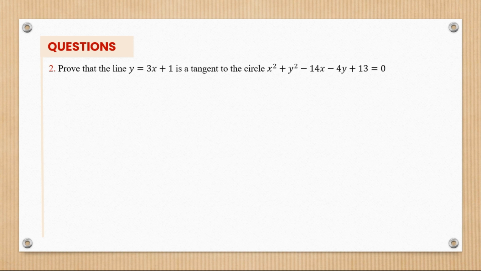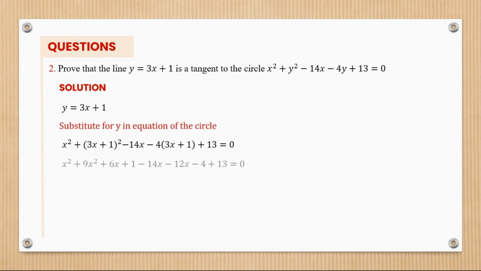Question 2. Prove that the line y is equal to 3x plus 1 is a tangent to the circle x squared plus y squared minus 14x minus 4y plus 13 is equal to 0. Alright, so this is the equation of the line. Now we can plug in for y into the equation of the circle. So this is what I have.